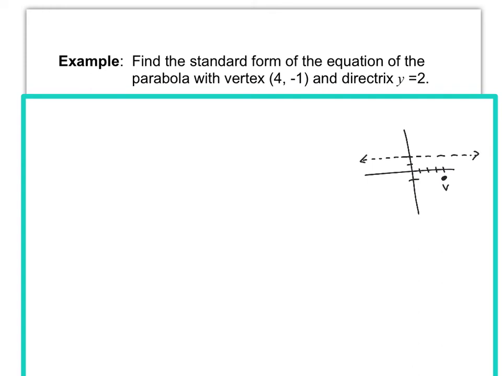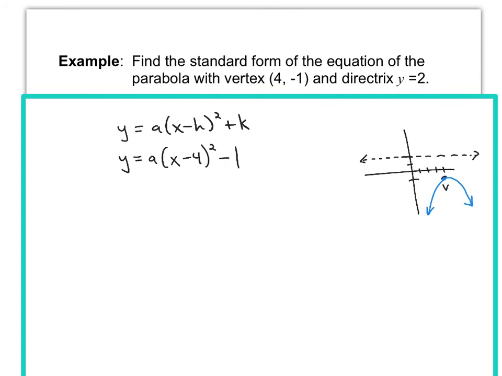So given those two pieces of information, because a parabola will never cross its directrix, I know that my parabola is opening downward. And if that's the case, then I know that the equation that I'm looking for is going to be y equals a times x minus h quantity squared plus k. Now I already know the vertex, so I know it's y equals a times x minus 4 quantity squared minus 1. So the key here is for me to find the value of a.